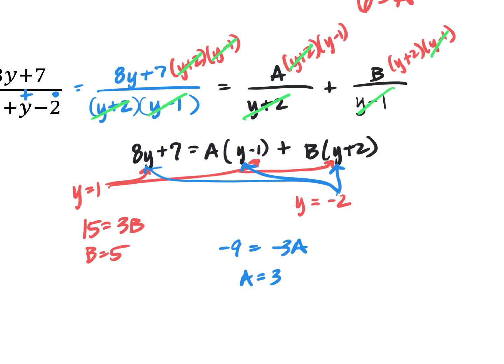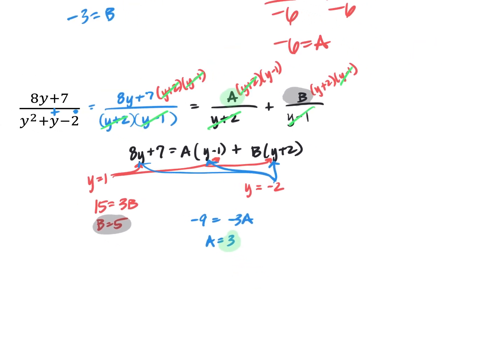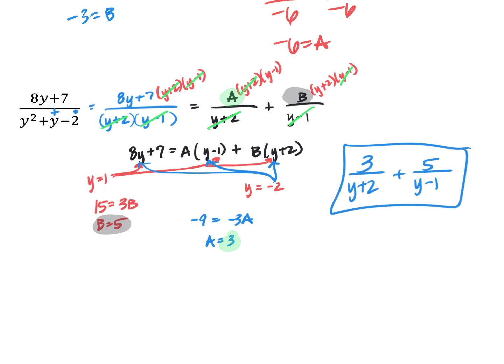Sound good? You guys, my final answer, I just need to make sure I put 5 where B is, and I got to go make sure I put 3 where A is. So my final answer is going to be 3 over y plus 2 and 5 over y minus 1. If we added those up, did I mess that up? No. All good? If I got these two, when I add them together, would have gotten me what I started with.